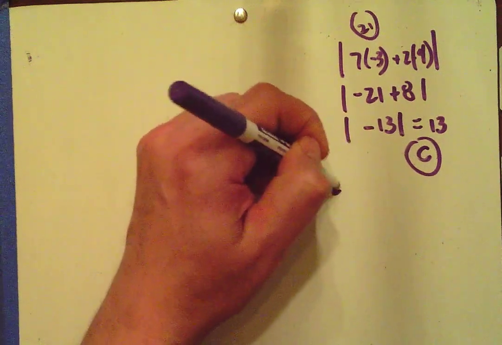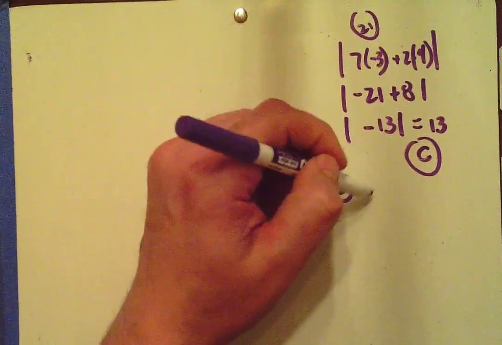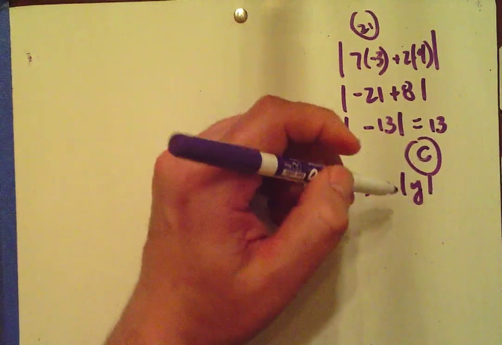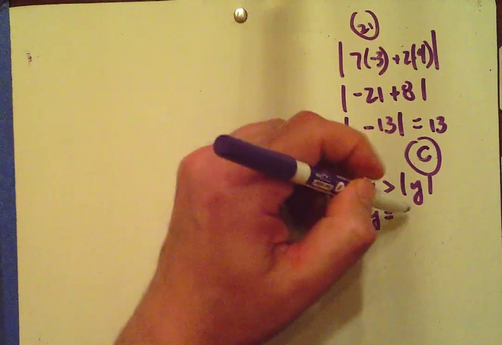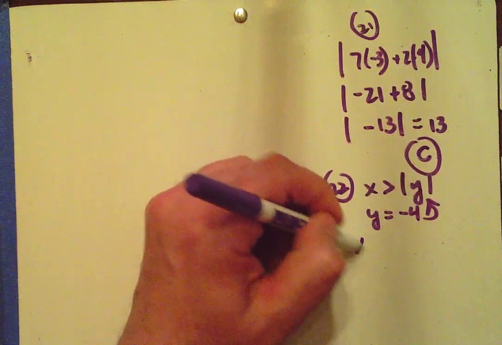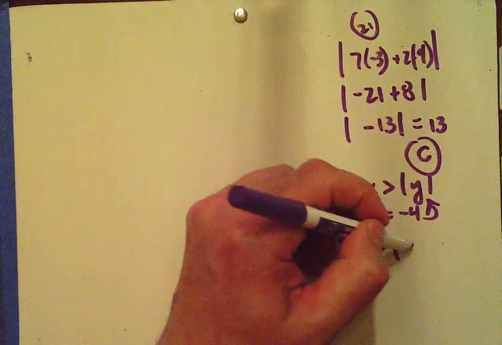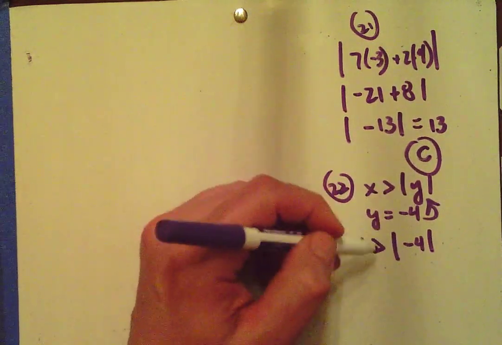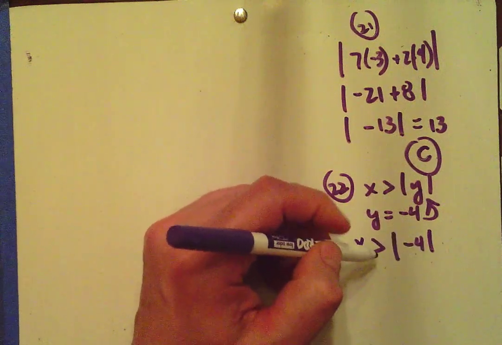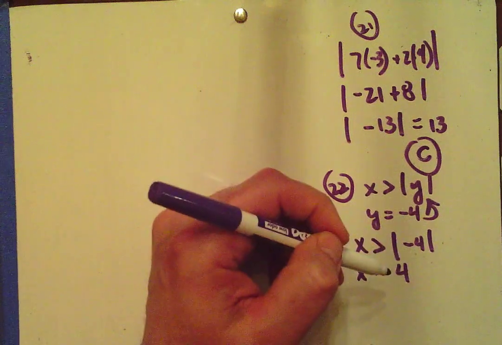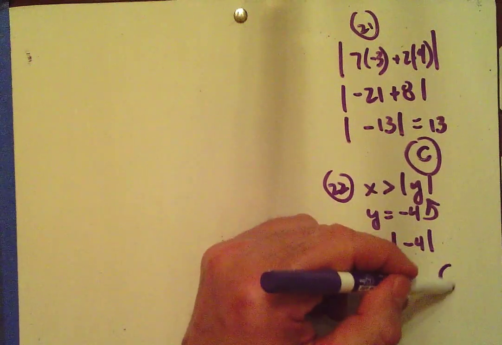22. 22 says x is greater than the absolute value of y, and we know that y equals negative 4. So I plug my negative 4 in there. x is greater than the absolute value of negative 4. Okay, so the absolute value of negative 4 is 4. x is greater than 4. And that is choice G.